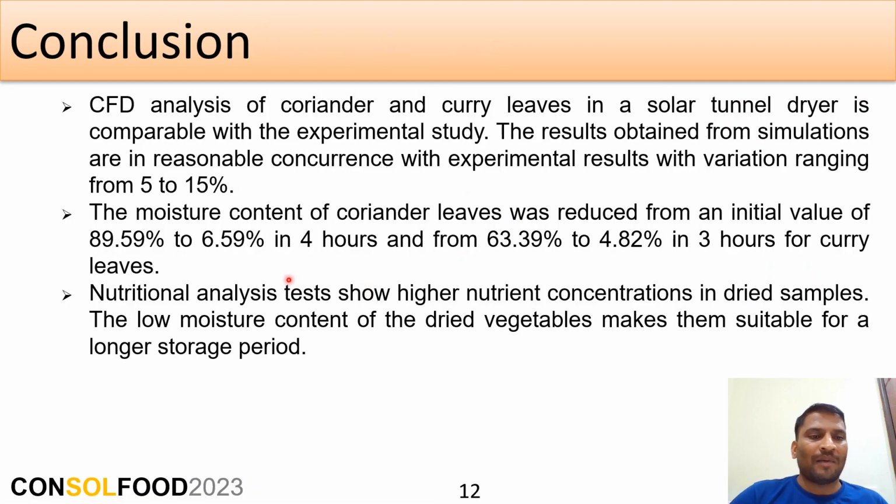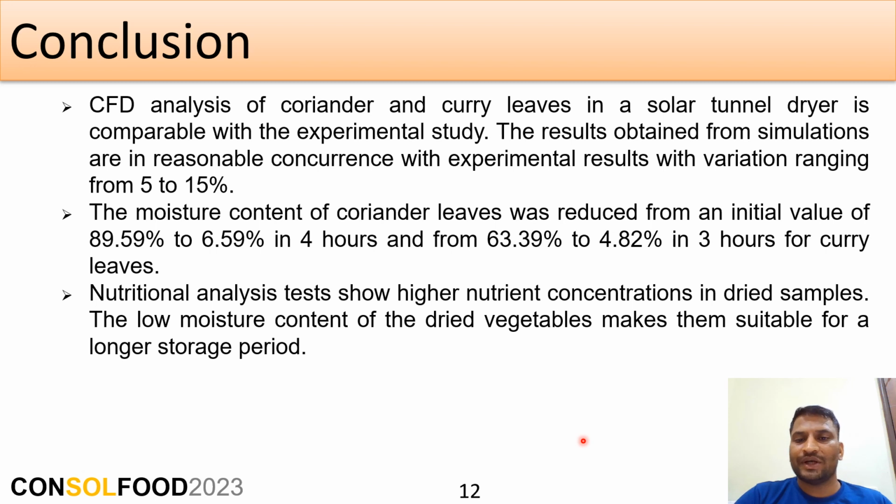Conclusion: after conducting this CFD simulation and experimental study, we found that CFD is one of the major tools that can be used to evaluate the performance of solar drying systems. We also observed that the CFD results for curry and coriander leaves in the solar tunnel dryer are comparable with the experimental study. The results obtained from the simulations are in reasonable agreement with the experimental results, with variation ranging from 5 to 15%.